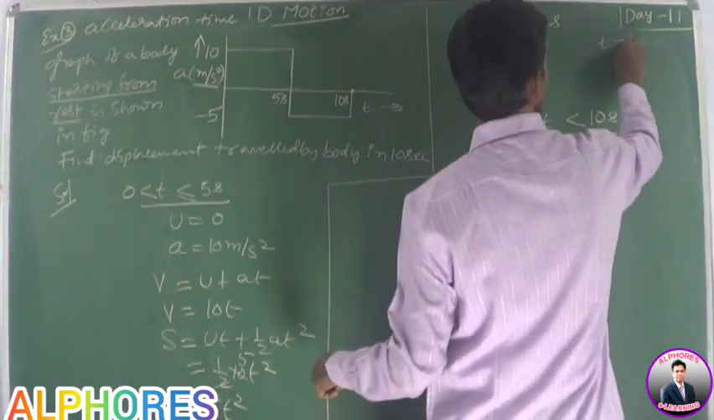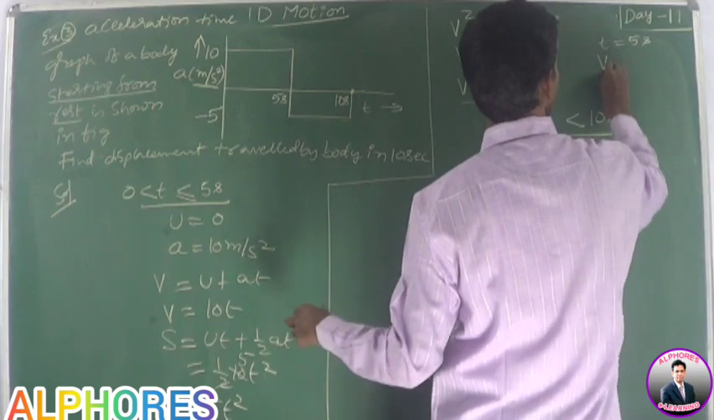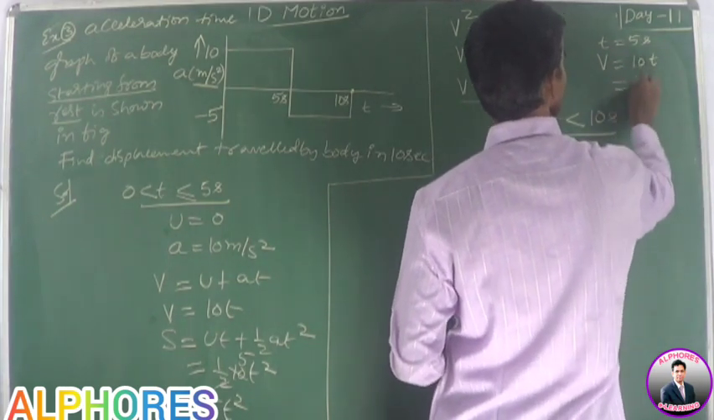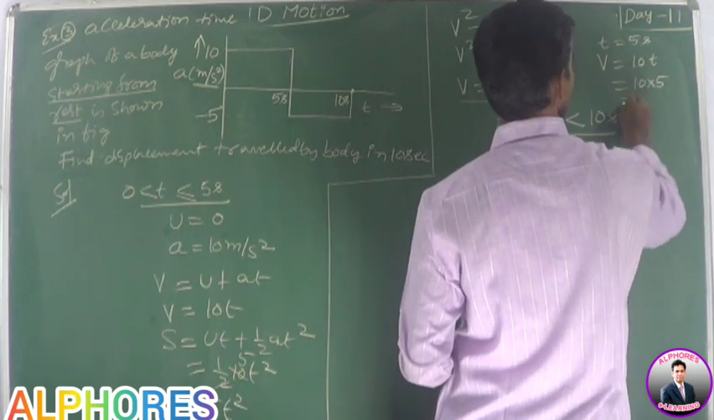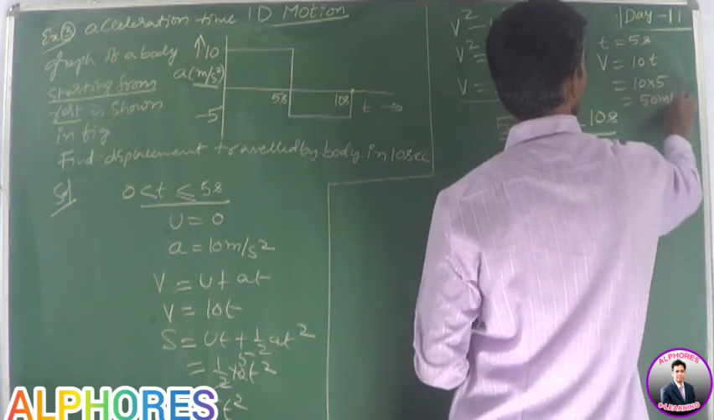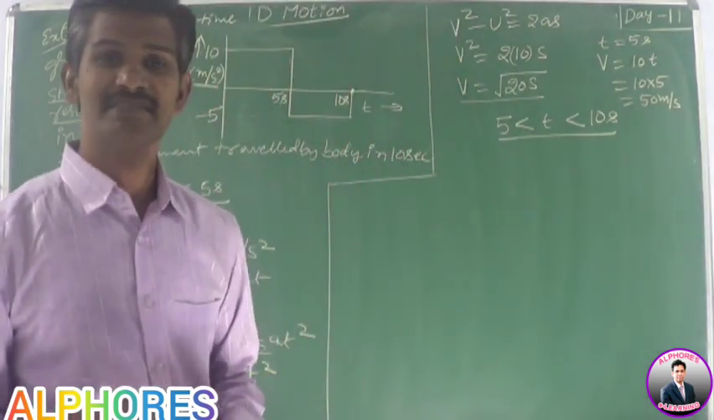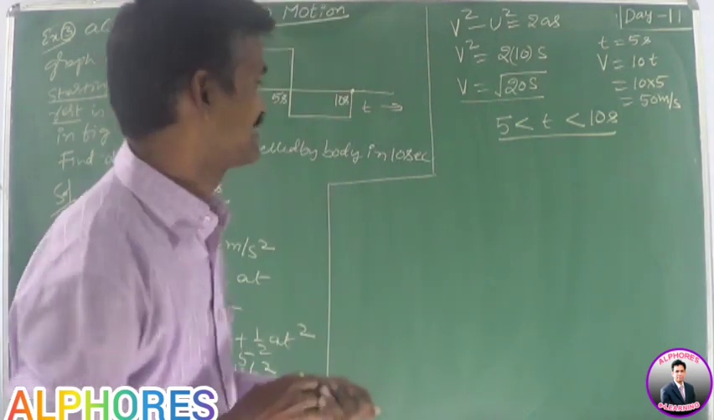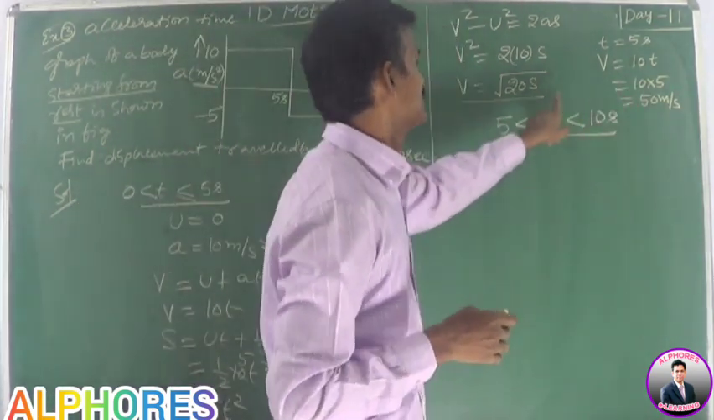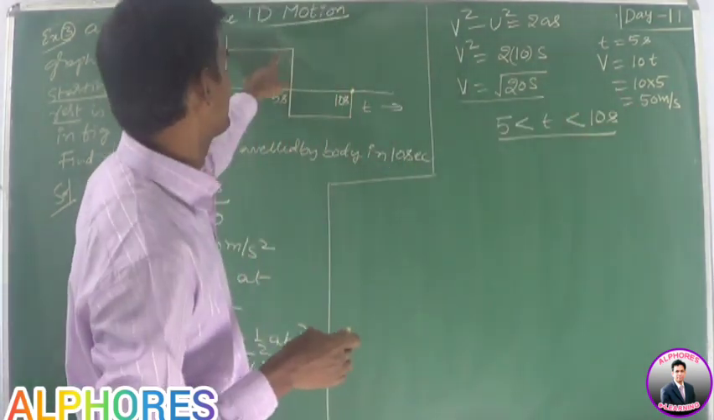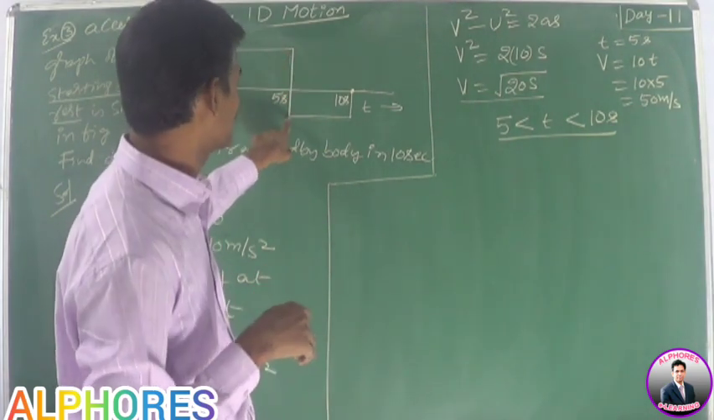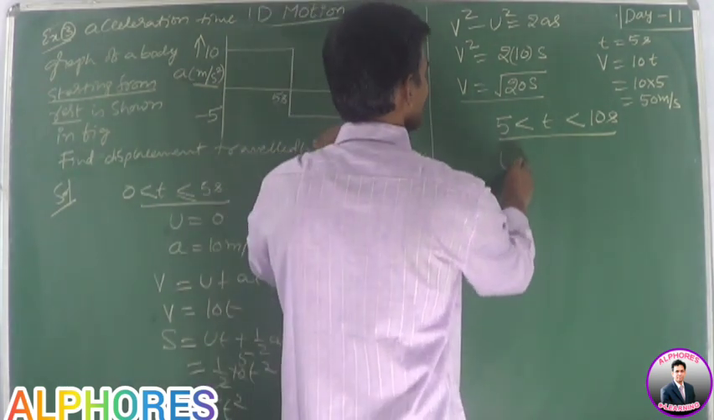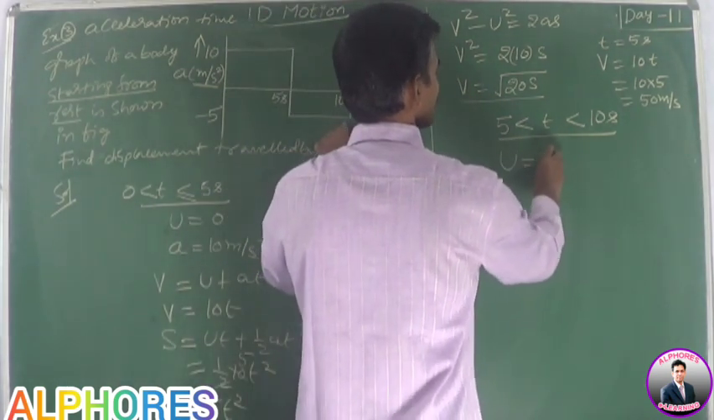At t equal to 5 seconds, the velocity is 10 into t, that is 10 into 5, that is 50 meter per second. That 50 meter per second behaves as the initial velocity for 5 to 10 seconds. The final velocity of 0 to 5 seconds behaves as the initial velocity for 5 to 10 seconds. So for 5 to 10 seconds, initial velocity is 50 meters per second.